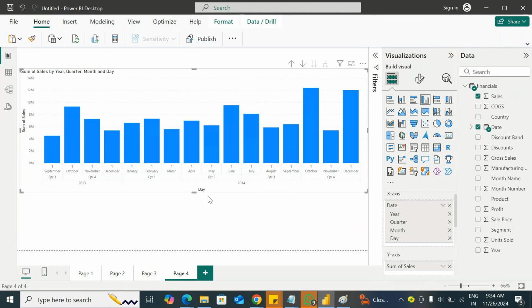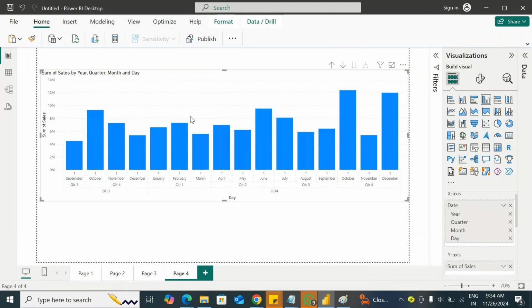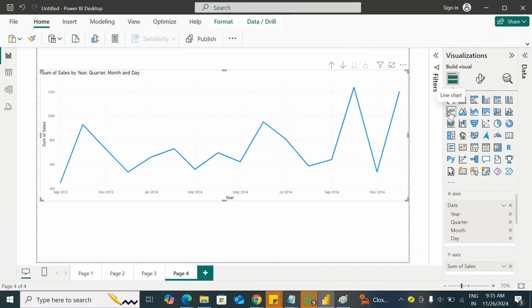I have less data. For this one, you are getting these many bars. But if I have a larger number of dates, I'm going to get more bars. In that scenario, comparing this bar against this bar or this bar against this bar would be difficult. So in that scenario, instead of using a bar chart, we are going to use a line chart. The line chart is going to showcase the trend. This will be easier to understand, easy to compare.